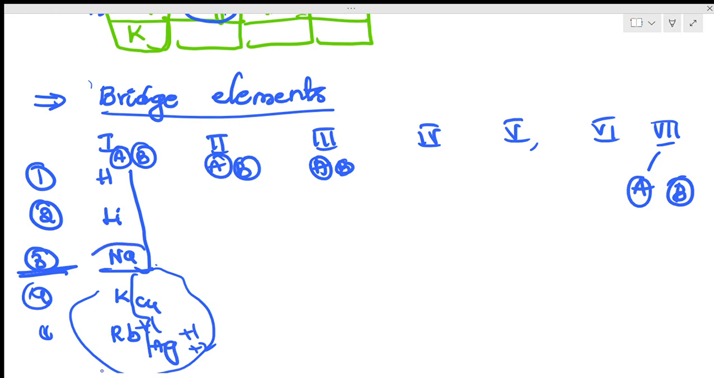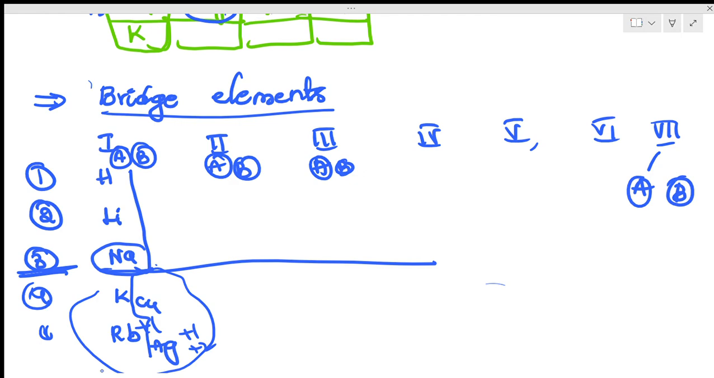So the third period elements act as a bridge between the main group and the subgroup. That's why they are called bridge elements. Which period do we call them? The third period we call bridge elements.